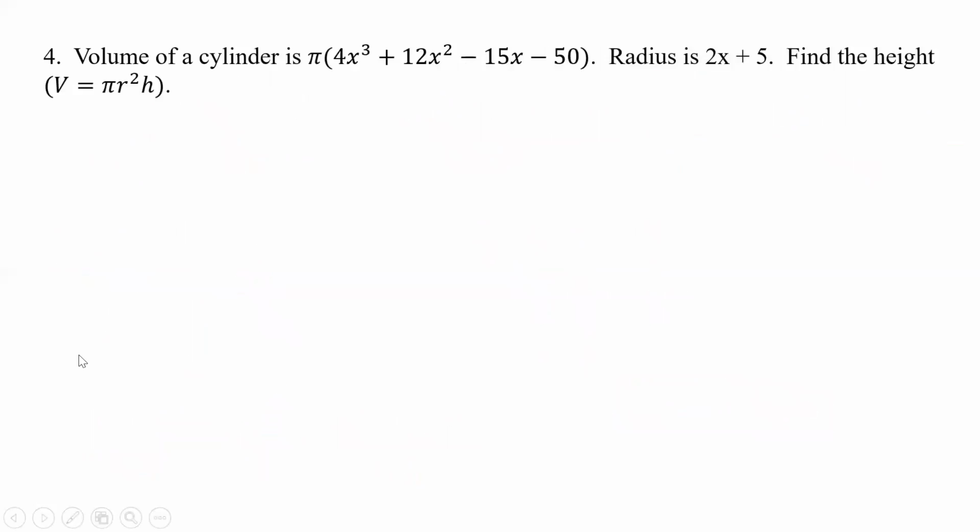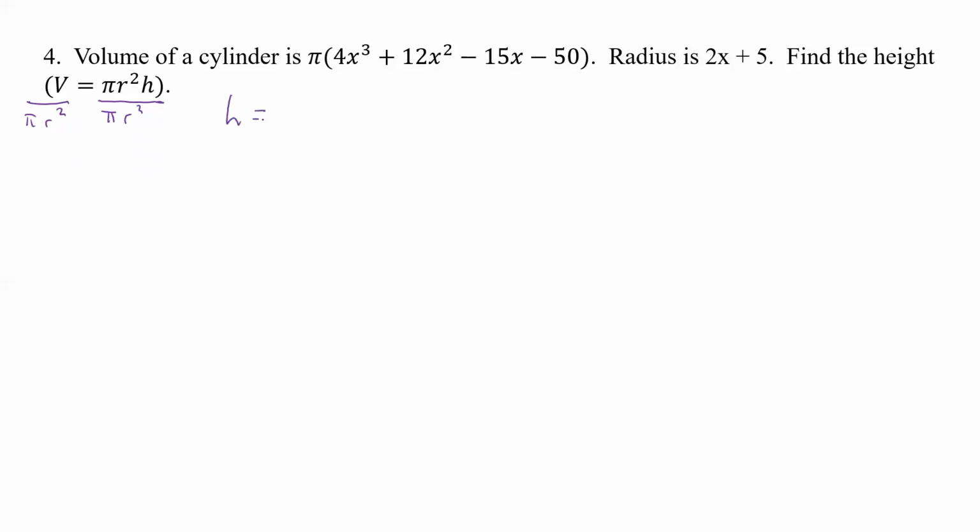All right. Here we have the volume of a cylinder, which is pi times that big expression. Now we have a 3, a 2, a 1, a 0, so we're good there. We have a radius. Now we want to find the height. Well, how are we going to find the height? Let's look at this. We're going to divide by pi r squared.